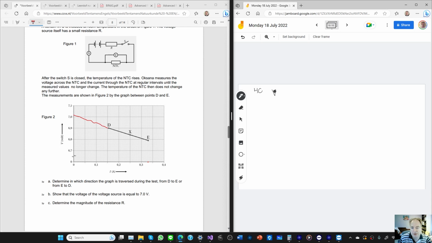So what did we have? We have V source minus V is current times this resistor R that we want to know. And in figure 2, the I equals, this is 0.35, and then they divide it in 10. So this distance here is 0.5.